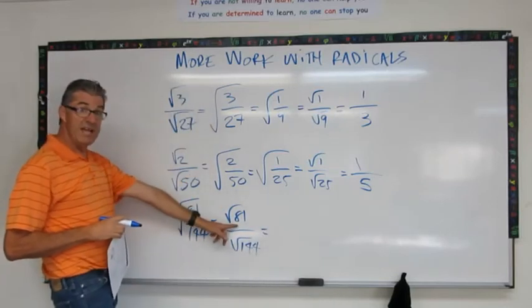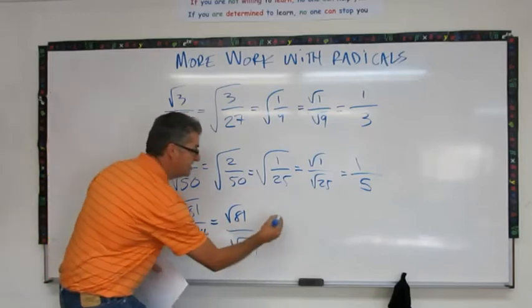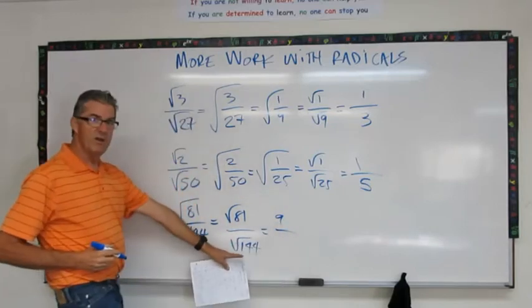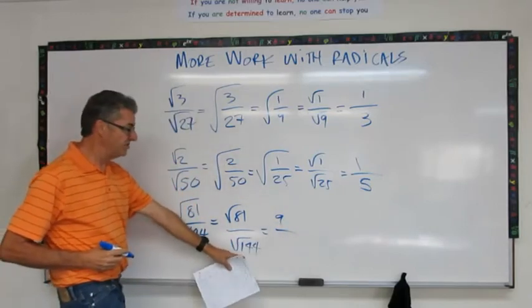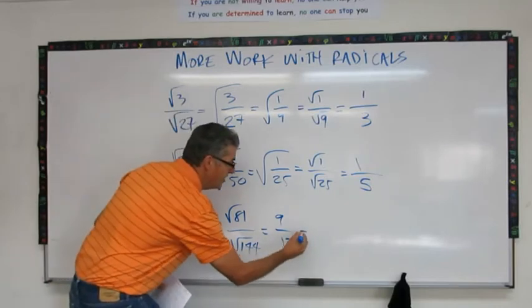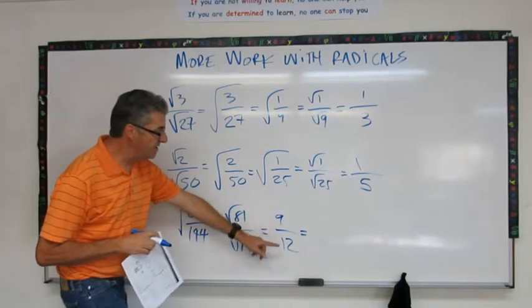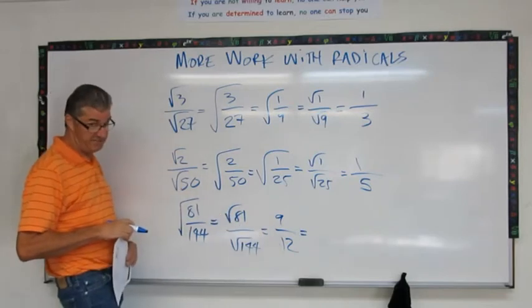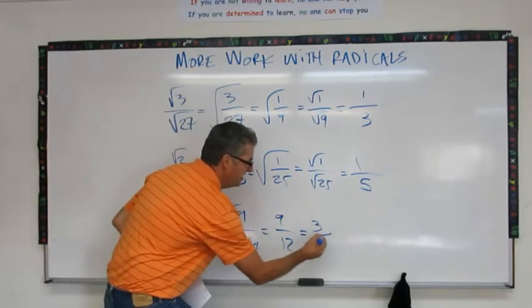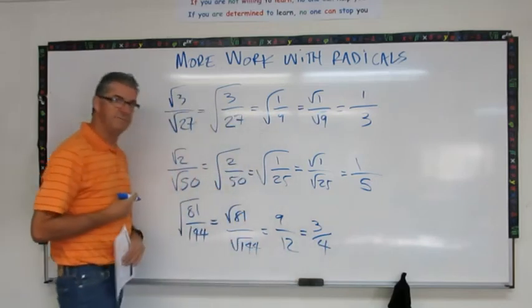Well, we know square root of 81, that's a perfect square. That's just 9. Square root of 144, another perfect square. That's just 12. Now don't forget, you need to reduce your fractions all the way down. So 9 over 12 is what? That's right, 3 over 4.